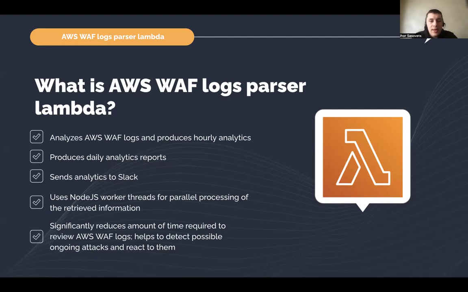It helps you to analyze AWS WAF logs and produces hourly analytics. You can adjust the rate and adapt it to your needs. So you can send updates once per 2 hours or more, depending on how often you want to receive these updates. Also, it produces daily analytics reports that have total information for the previous day: how many requests were blocked by different rules, what were the malicious blacklisted IPs, and so on.